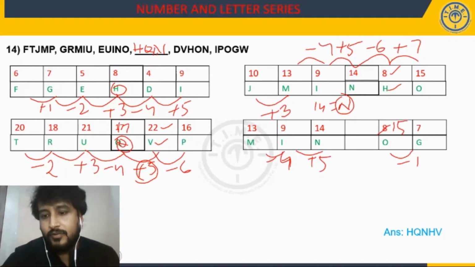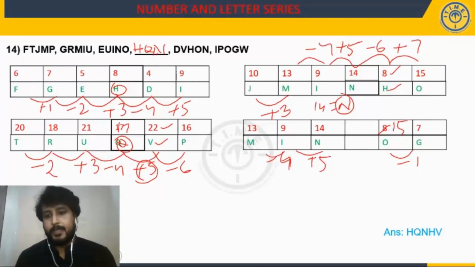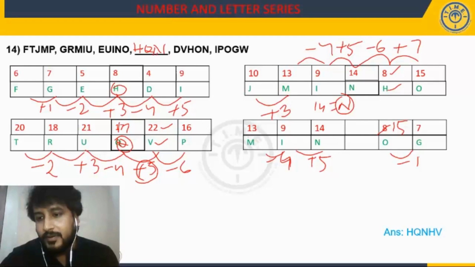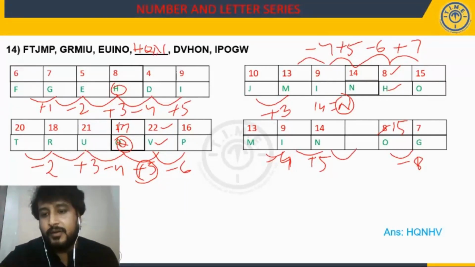Now observe the pattern. Sorry, O's place value is 15. Small correction here. O's place value is 15. Now -4, +5. What is the logic here? -4 and +5. So what will be next? What could be next? -4, +5, and it is not -1. 15 and 7 is how much? -8. Now -4, +5. What are the missing two elements? -6, +7. -6, +7.